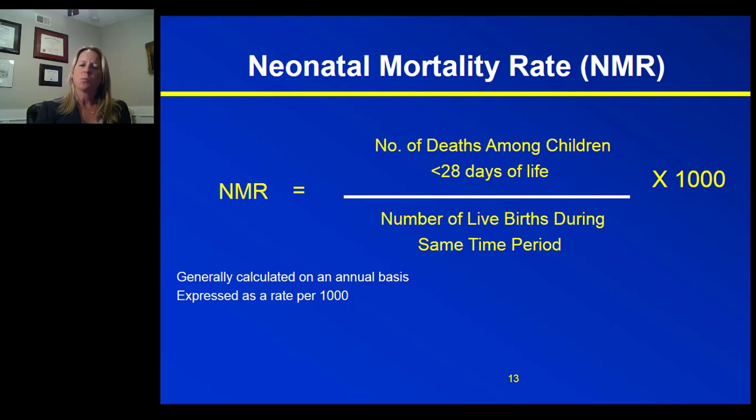Now I want to talk about some specific measures used in mortality regarding neonatal mortality and maternal rates of mortality. In this case, I'm talking about the NMR, or neonatal mortality rate. This is a measure that's commonly calculated and used to compare values across different countries or regions in the world. The numerator for this measure consists of the number of deaths among children who die within the first 28 days of life, and the denominator represents the total number of live births during that same time period, and it's standardized again. This is generally calculated on an annual basis and often expressed as a rate per 1,000 persons.